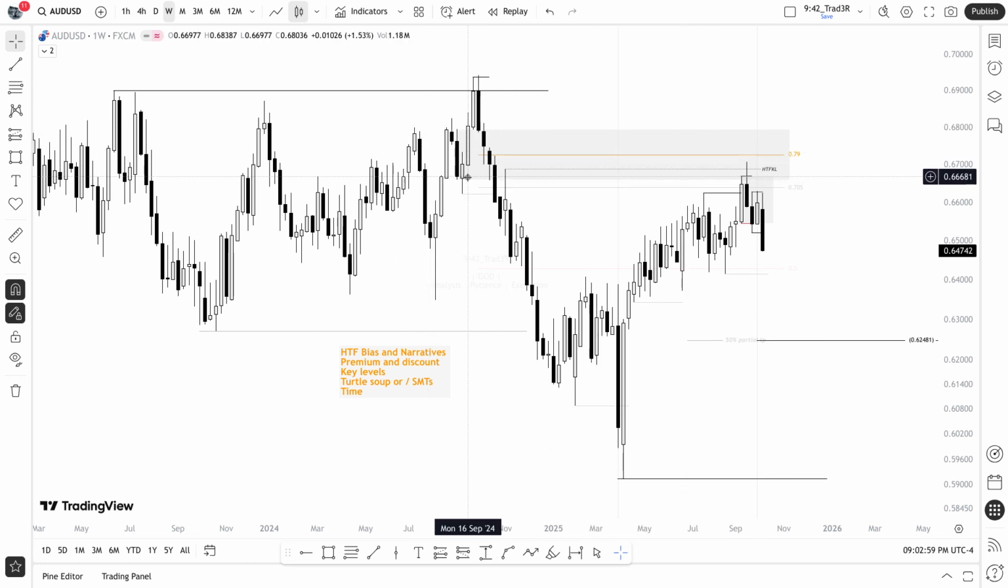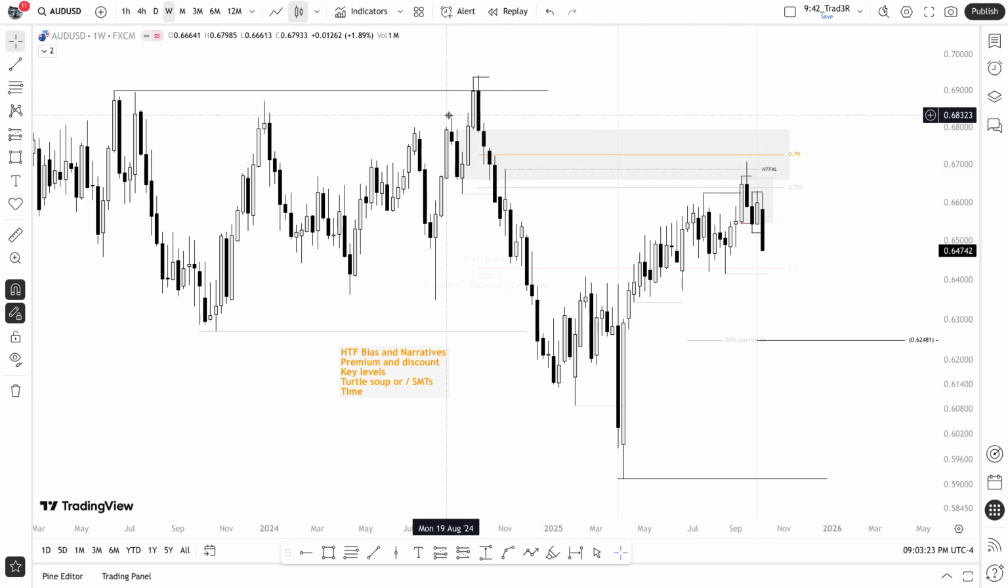It will act as a pure resistance from the low all the way to the high. It will act as a pure resistance. You see price struggling to close above them, like to get rid of them. So in this case, the key level price respected was the breaker block.